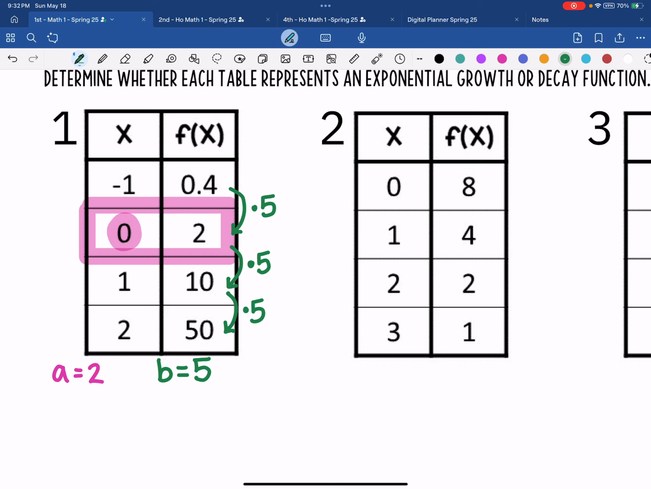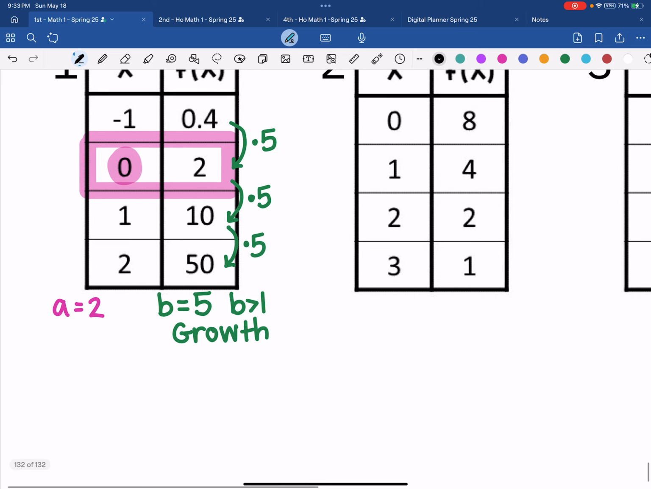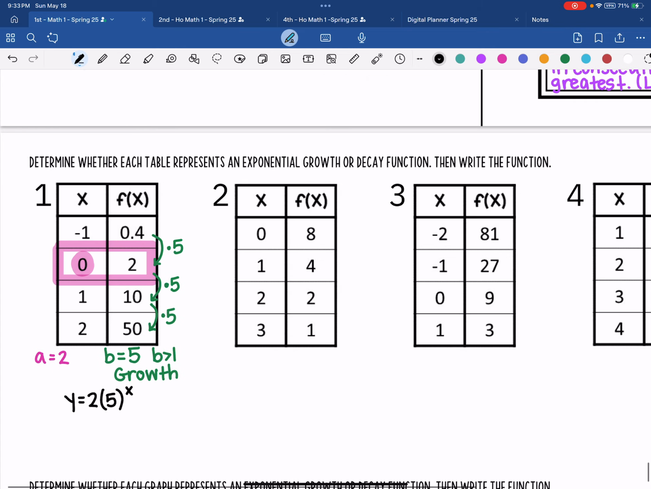Now, since my base is greater than 1, that means it is growth. So if I write the actual function for this, it would be y equals 2 times 5 raised to the variable x. Remember, when we write an exponential, it's a times b raised to x. A is the y-intercept, and b is the base.